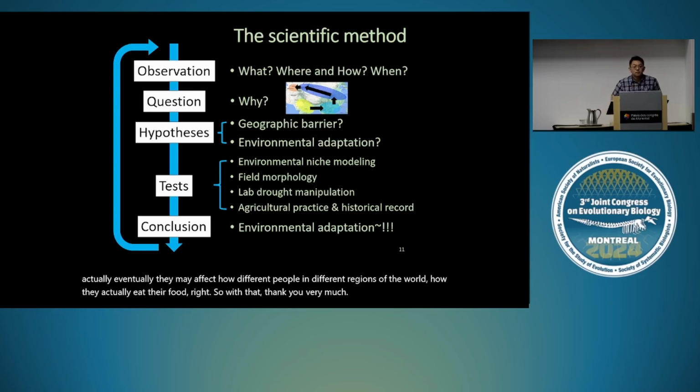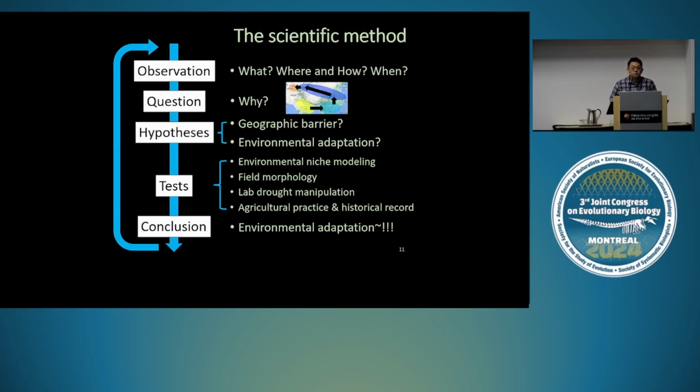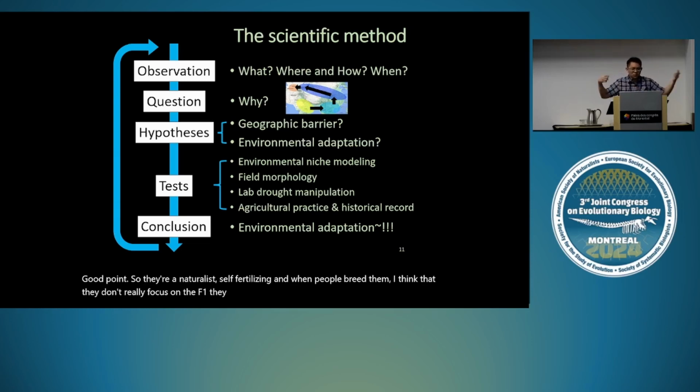I was wondering, when you cross the populations, like Pakistan and Taiwan, do you see outbreeding depression or heterosis? Any evidence of that kind of differentiation? Good point. They're naturally self-fertilizing, and when people breed them, I think they don't really focus on the F1. They just self them down into recombinant inbred lines.